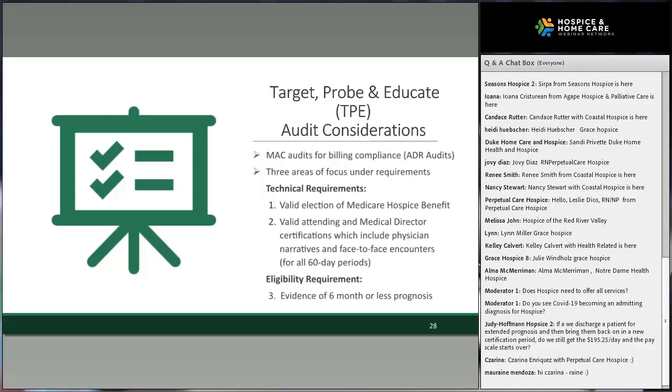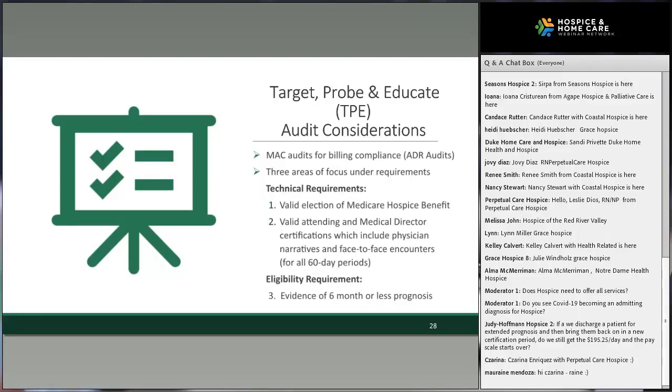So it's making sure that it is signed by the appropriate party, whether it's the patient and or the representative, and that it is dated appropriately, because that can be very much a challenge. And then, of course, now you've got the addendum piece that goes with it as well. Under technical, you also have valid attending and medical director certifications, which include physician narratives and face-to-face encounters, when we need the face-to-face encounters after the third benefit period, beginning of the third benefit period.